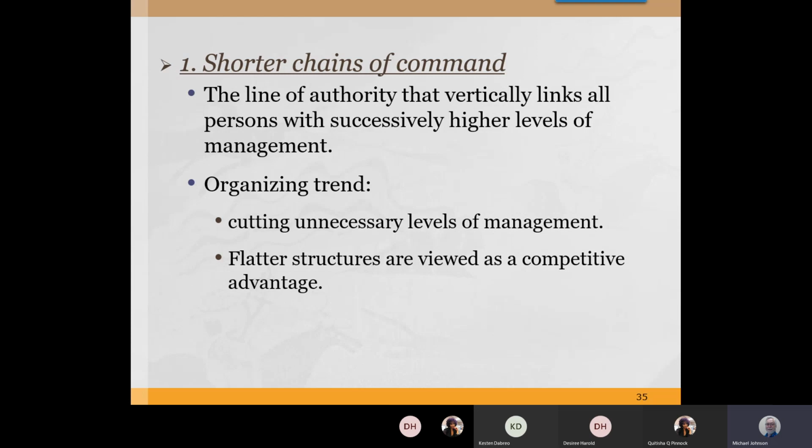In other words, we eliminated a lot of that middle management. So as a result, you get a flatter organization. And it also speeds up the communications channel as well. So cutting unnecessary levels of management is what basically took place. And this also took place in Japan as well, all during the 1970s and 80s.